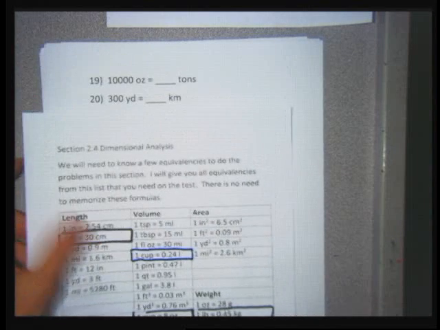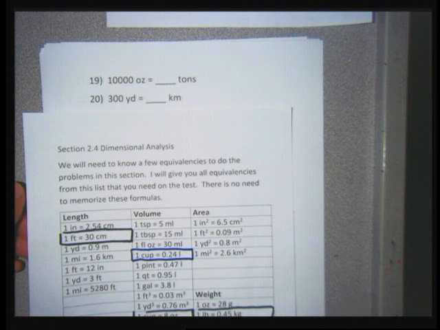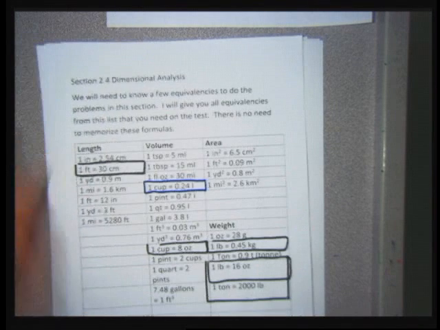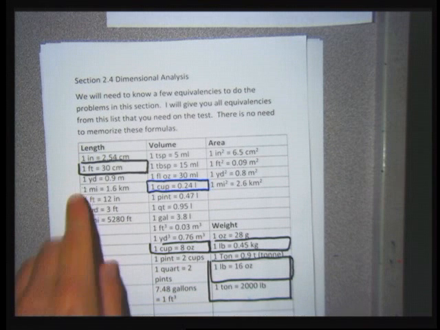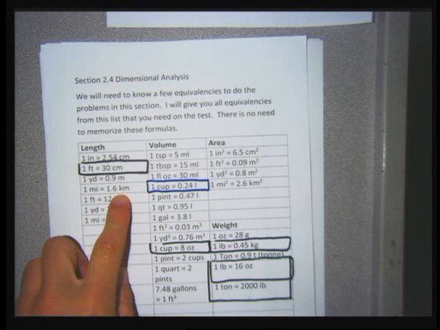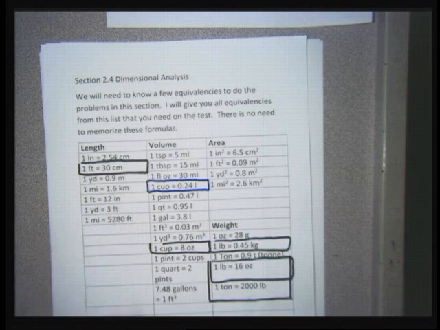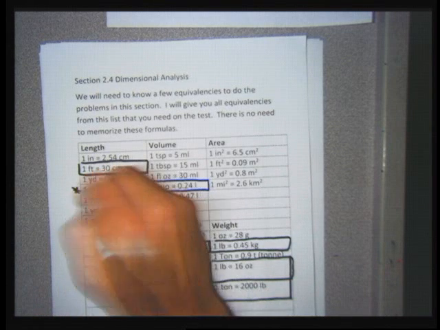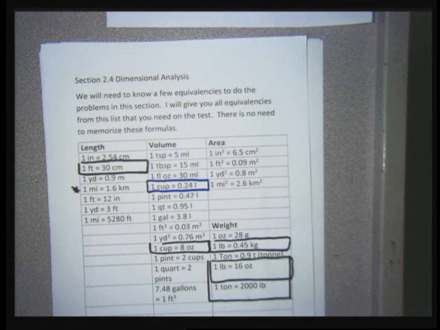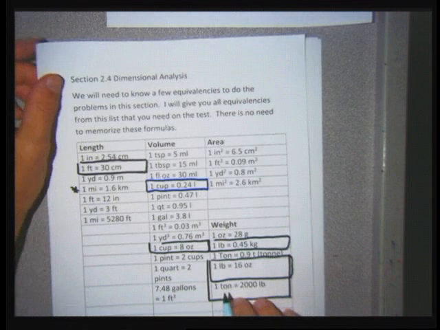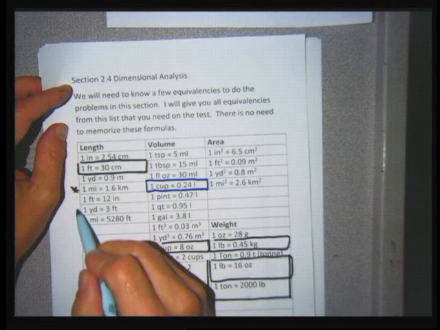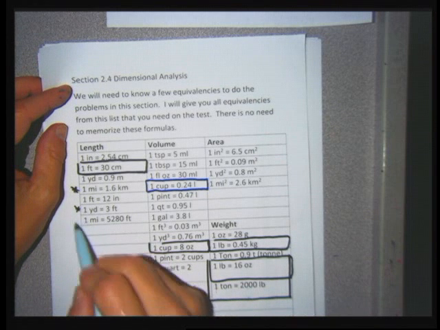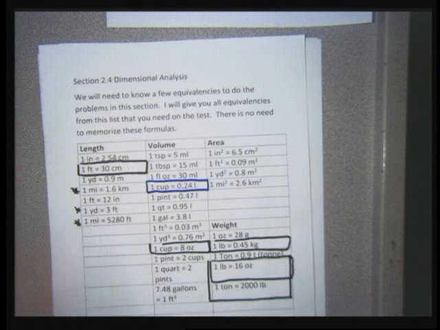For me, I'm going from yards to kilometers. Well, when I look at my lengths, oh gosh, the only length with kilometers is miles to kilometers, so I'm going to have to use this one because it's the only one that has kilometers in it. Ugh. So now I need to get from yards to miles. Well, I can't get from yards to miles, but I can get from yards to feet, and I can get from feet to miles. So I'm going to have to do 3 units.